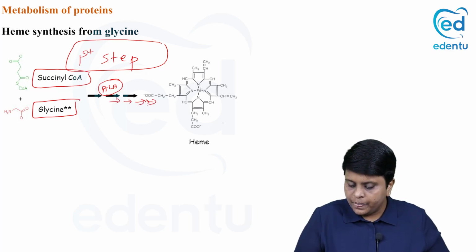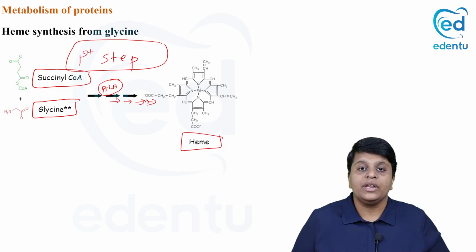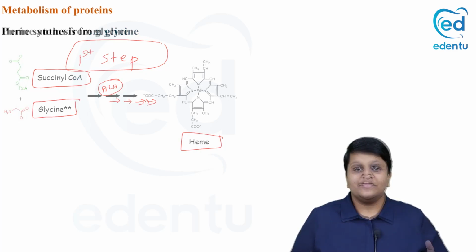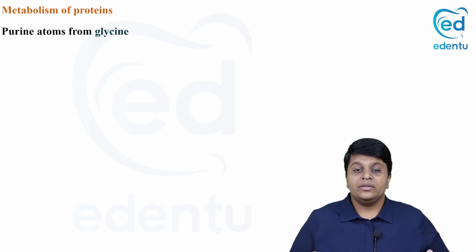A series of steps will continue to form heme, which is a tetrapyrrole ring and it is a component of myoglobin, hemoglobin and the various cytochromes. Now also we saw various purine atoms.